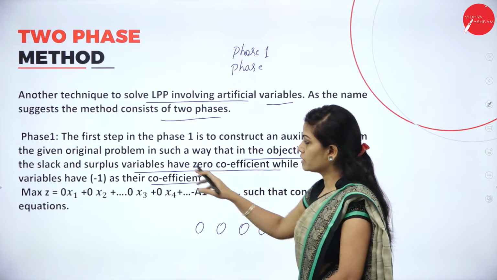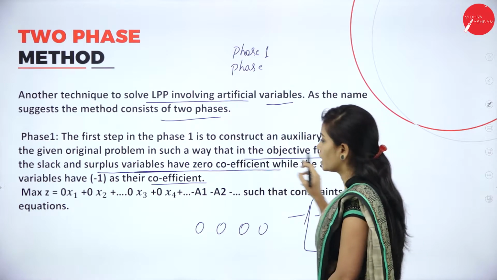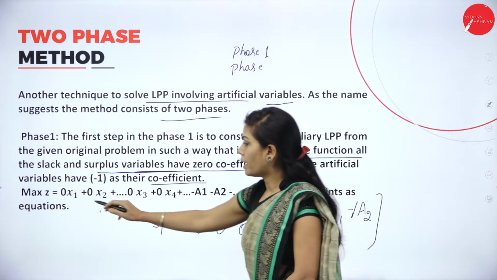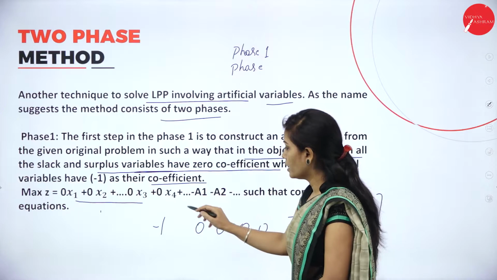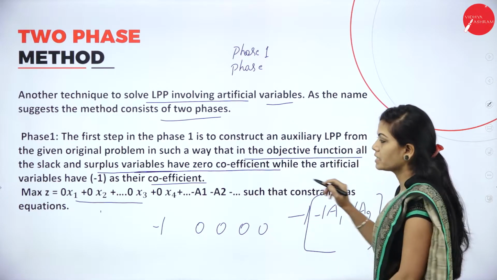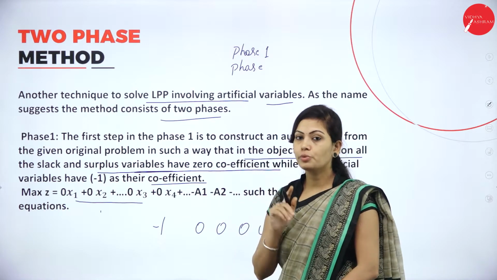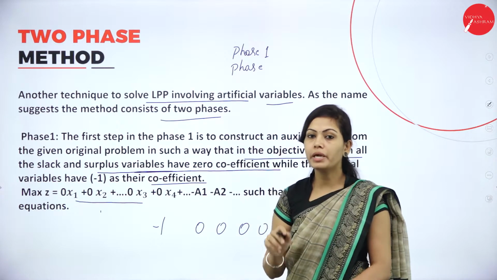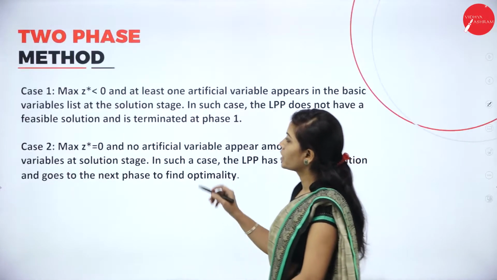So in phase 1, all the slack and surplus variables have 0 coefficient, while the artificial variables have minus 1 as their coefficient. Max z is equal to 0x1, 0x2, 0x3 plus 0x4 and so on, minus a1, minus a2, such that constraints has equations. So here artificial variable coefficient should be minus 1 and surplus variable and slack variable coefficient should be 0 in phase 1.